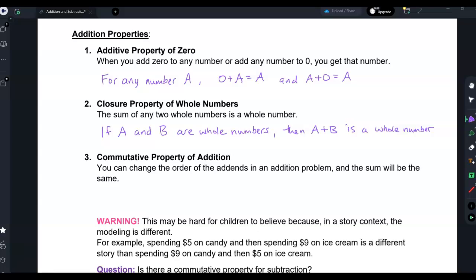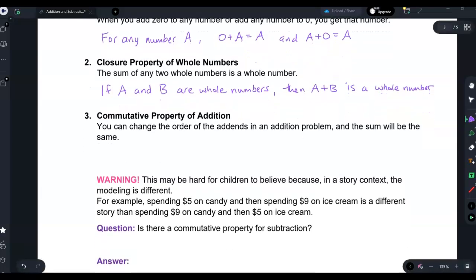And this can be especially hard for children to believe, like in a story context, because the modeling is different. So for example, if I spent $5 on candy and then I went and spent $9 on ice cream, that's a different story than if I spent $9 on candy and then $5 on ice cream. So different problems, but they would give me an equivalent answer. The sum would be the same.